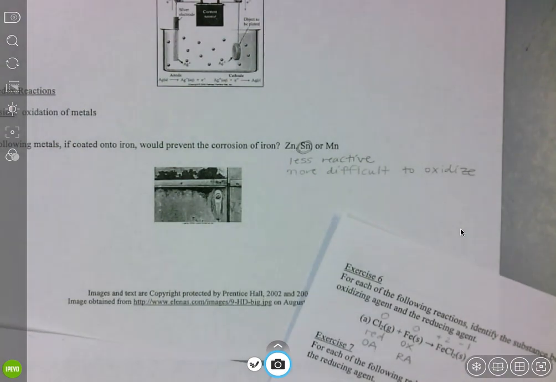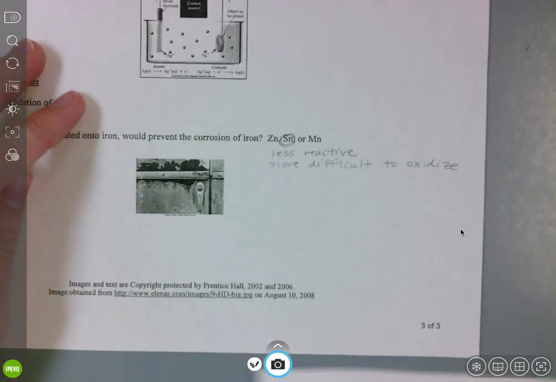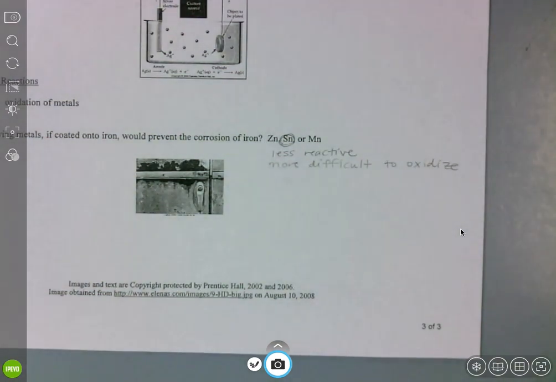So that is the end of chapter 17. So if you want to practice with oxidation numbers and redox reactions, and then check your answers on the file that I am going to post into Canvas, I would suggest doing that.